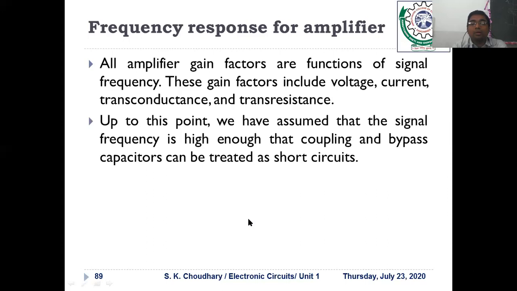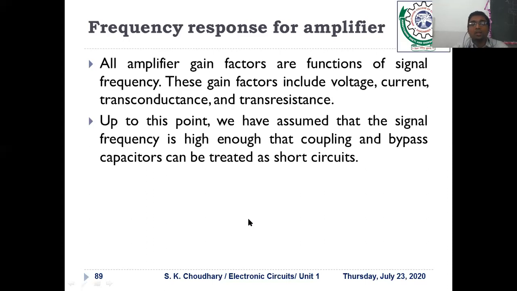Now up to this point we have assumed that signal frequency is high enough that your coupling capacitor and bypass capacitor can be treated as short circuit. So you have to understand what the coupling capacitor is. The capacitor associated with the voltage source and the gate of the amplifier, and the capacitor associated with the drain terminal and the output. This is the coupling capacitor, input coupling and output coupling. Similarly, the bypass capacitor is connected parallel to the source resistor.